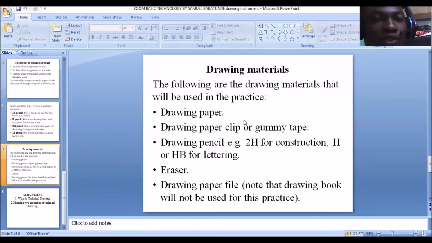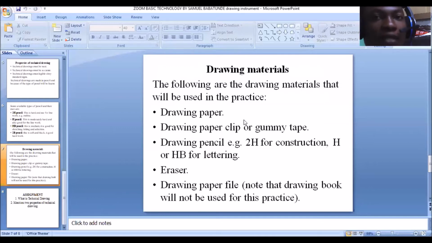That's why we differentiate drawing materials from drawing instruments. Instruments, on the other hand, cannot be used up. They're like tools we use. They cannot be used up. But when you say drawing materials, materials simply refer to those things that are used in drawing, which can be used up.